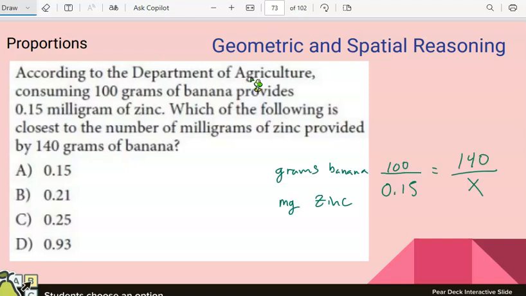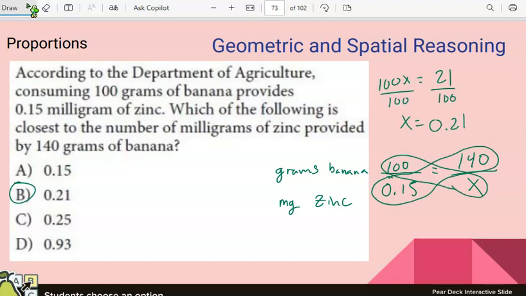You would set up your proportion like this. We'll have one side of the fraction be grams of banana and the other be the milligrams of zinc. Cross multiply. And then you get answer choice B, 0.21.